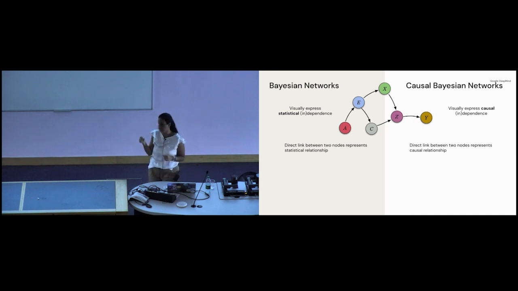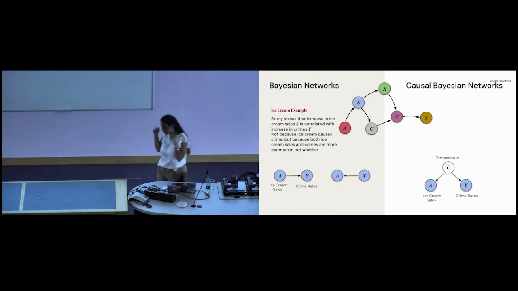So the meaning of an edge in a causal Bayesian network is different from a Bayesian network because it represents the existence of a causal relationship rather than a statistical relationship. For example, let's take the classic ice cream example, in which you look at the level of ice cream sales, denoted by A, and the number of crimes in a city, denoted by Y. And you see that there's a correlation between these two variables.